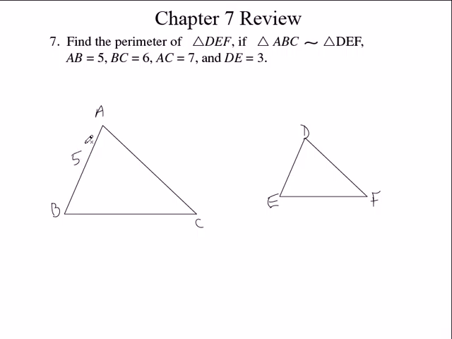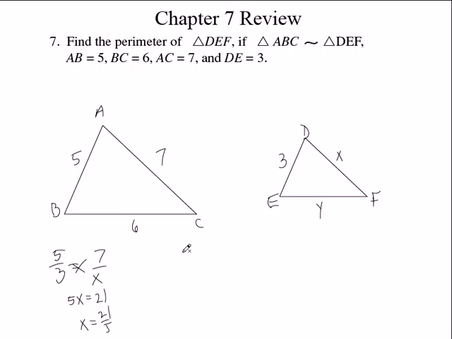Let's put some stuff in here. AB is 5, BC is 6, AC is 7, DE is 3. So we don't know this and we don't know this. I'm going to call it X and Y. So we just find a scale factor. Look at the two sides, the corresponding sides that we know. We know this is 5, we know this is 3, so our scale factor is 5 to 3. Now when we solve for x, we have to make it 7 to x. So we cross multiply. 5x equals 21, and x equals 21/5.